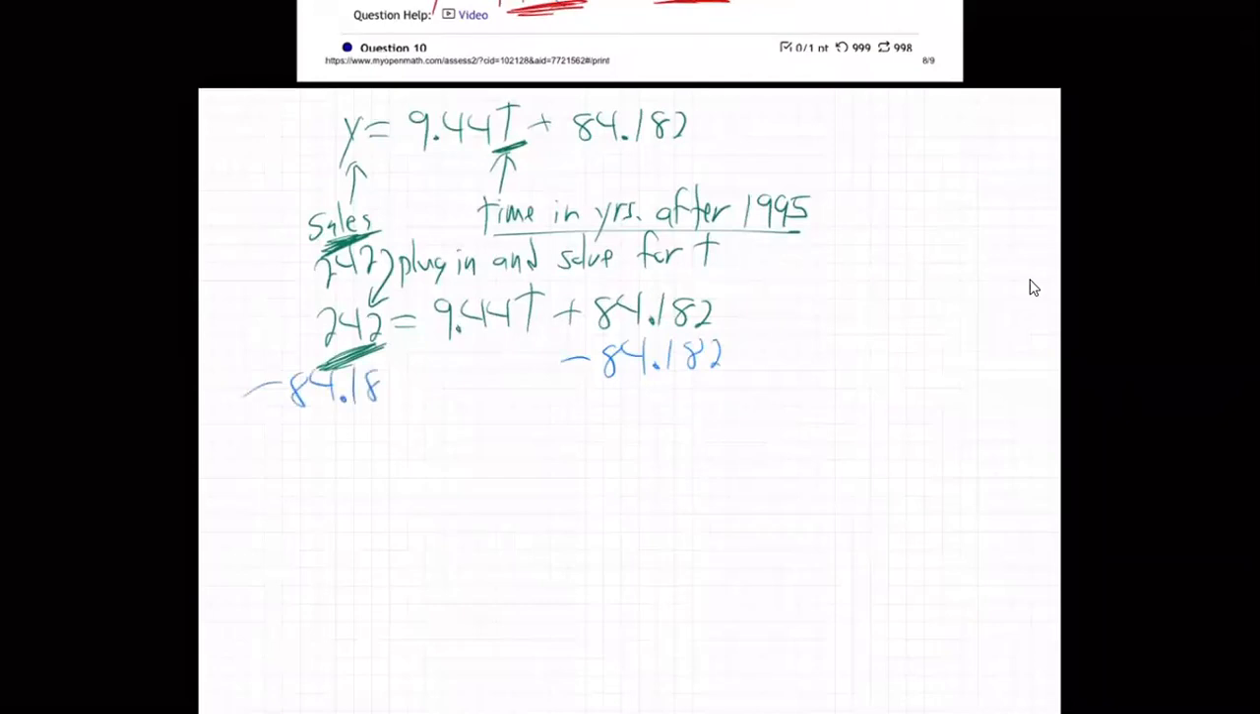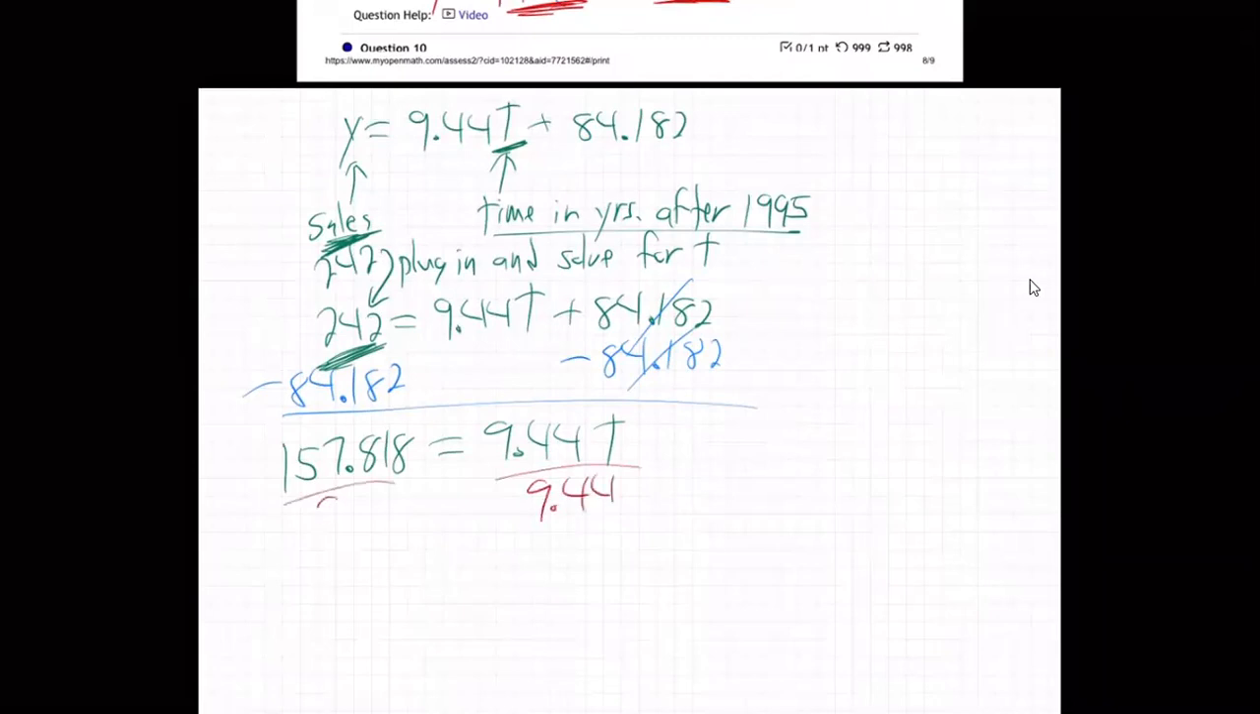Subtract 84.182 from both sides. I'm getting 157.818. And then the last step to finish solving this equation for t is to divide by 9.44. Hit the buttons on your calculator. I'm getting 16.718.